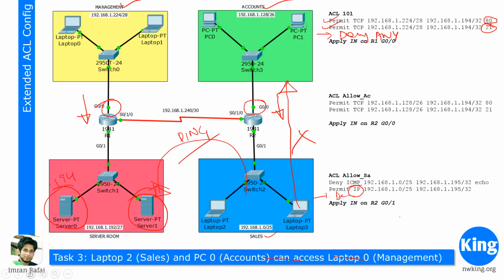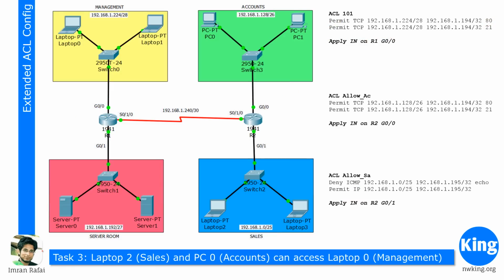Next, let me just clear the screen. Next, we look at task 3, which is laptop 2 of sales, which is this, and let's assume he's a manager for sales. And then PC 0 of accounts, and let's assume he's a manager for accounts. They both need to access laptop 0 of management. Let's assume he's a CEO. So they should be able to access laptop 0, and it doesn't say anything else. That means they need the entire IP protocol access to laptop 0, including ICMP. So every traffic should go to the CEO's computer from these two computers.